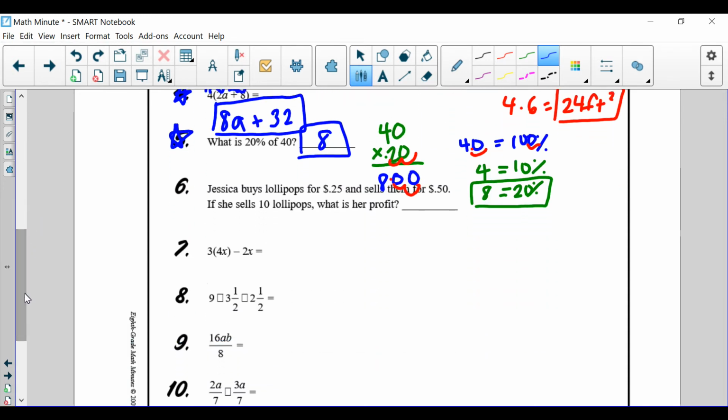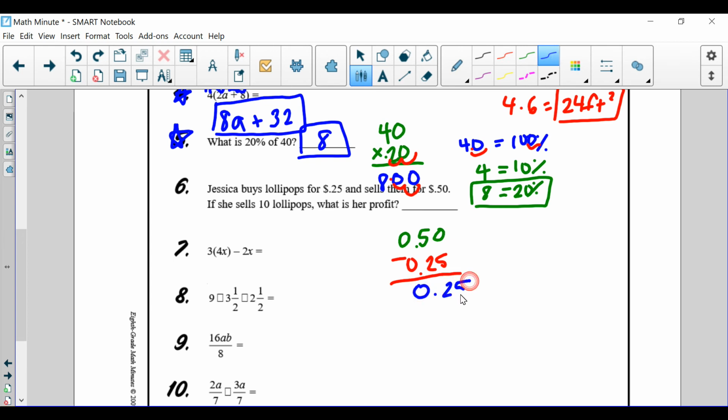It says Jessica buys lollipops for 25 cents and sells them for 50 cents. So how much does she sell if she sells 10 lollipops? What is her profit? Well, let's take a look here. She makes a profit of how much? Well, she has 50 cents as what she sells them for, but she also needs to take away what she spent on them. And so that means that she earns 25 cents. She earns 25 cents per lollipop.